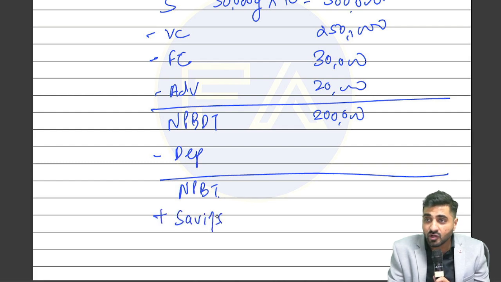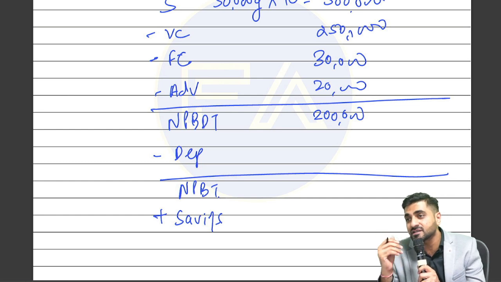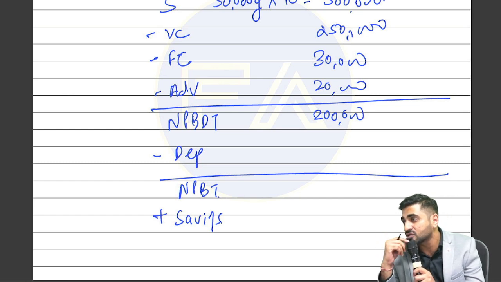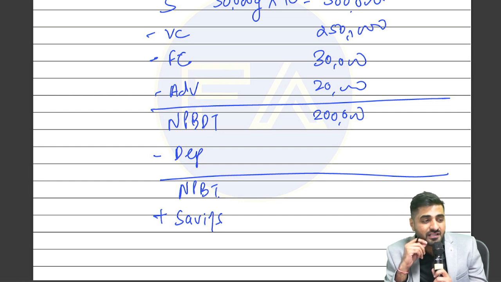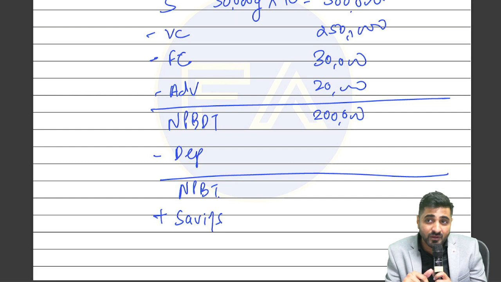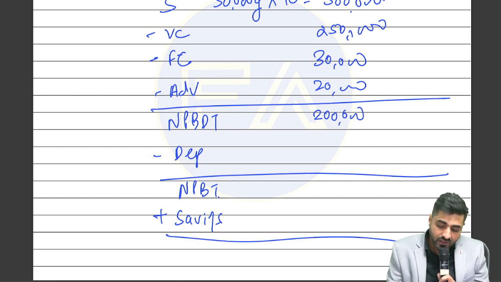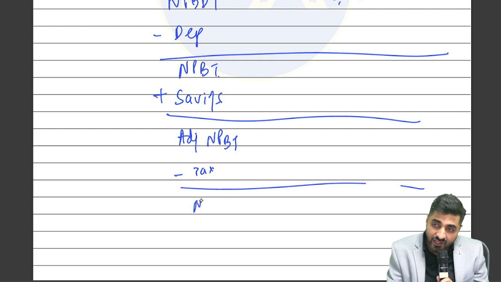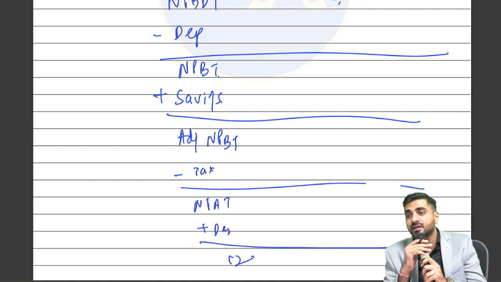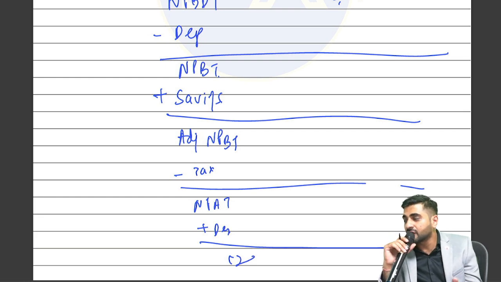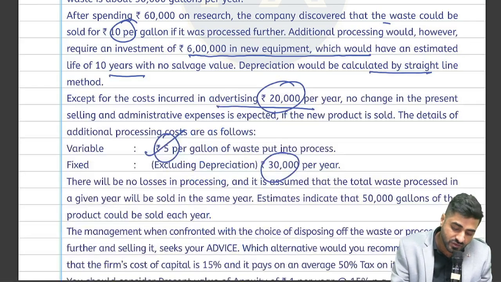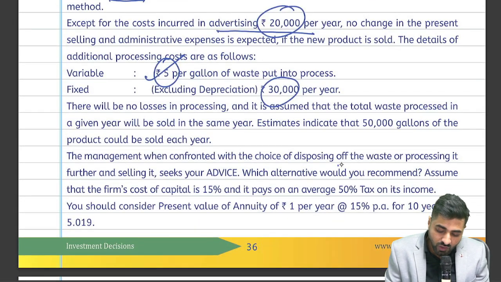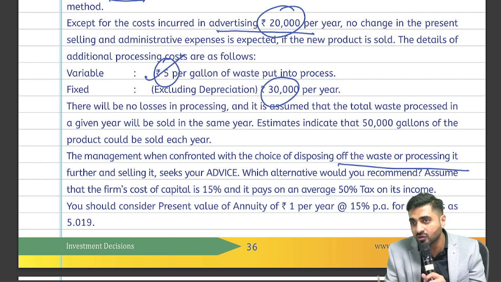Added. Because my profits have increased by 50,000 because now I am not appointing that contractor to dispose of the waste. So don't you think that that is one type of savings? So savings needs to be added to my profits, yes or no? Yes, sir. Then I'll be getting my adjusted NPBT. From this, what will I subtract? Tax. Can I say I'll be getting NPAT? Add the depreciation, I'll be getting cash in. And then we'll be discounting that and bringing it to present value. So this question was based on whether you want to dispose the waste or you want to continue it further.